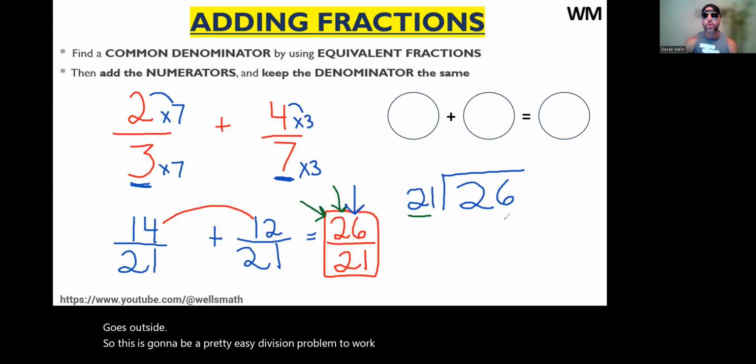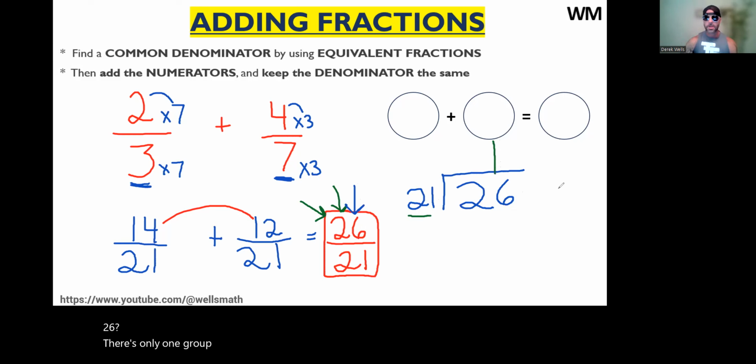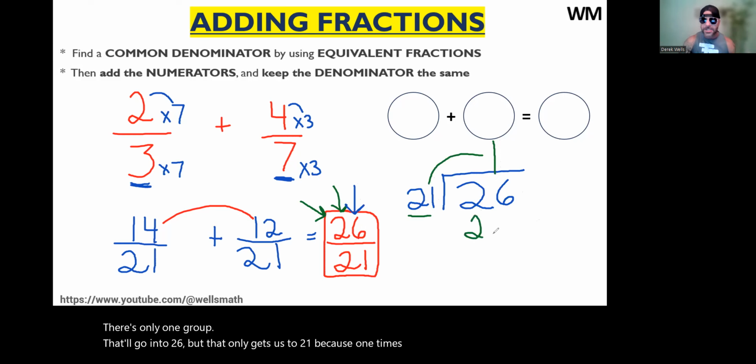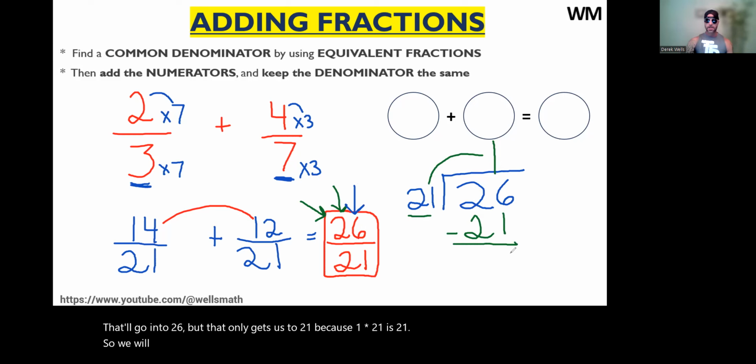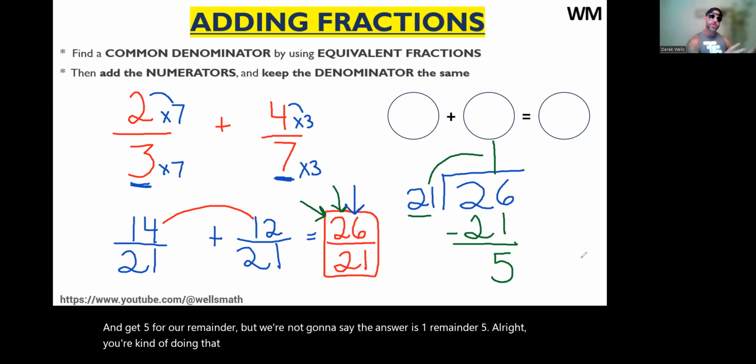How many groups of 21 will go into 26? Well, there's only one group that'll go into 26. But that only gets us to 21 because 1 times 21 is 21. So we will subtract and get 5 for our remainder. But we're not going to say the answer is 1 remainder 5, all right? You're kind of done doing that. That's what they do in like first and second, third grade, stuff like that.